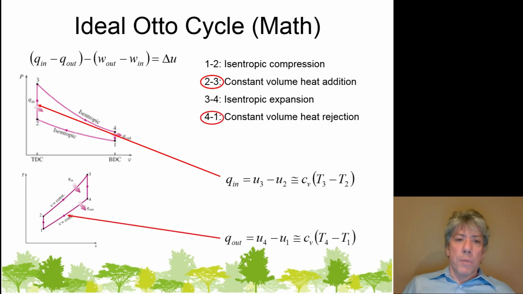4-to-1 also is a process where the energy balance is particularly useful. Notice that this process occurs on the PV diagram, but I've just pointed to it on the TS diagram, and I want you to note that both Q in and Q out occur, basically 2-to-3 and 4-to-1 occur, in both the PV and the TS diagrams. It's just easier to point to it and point out that they occur in both diagrams.